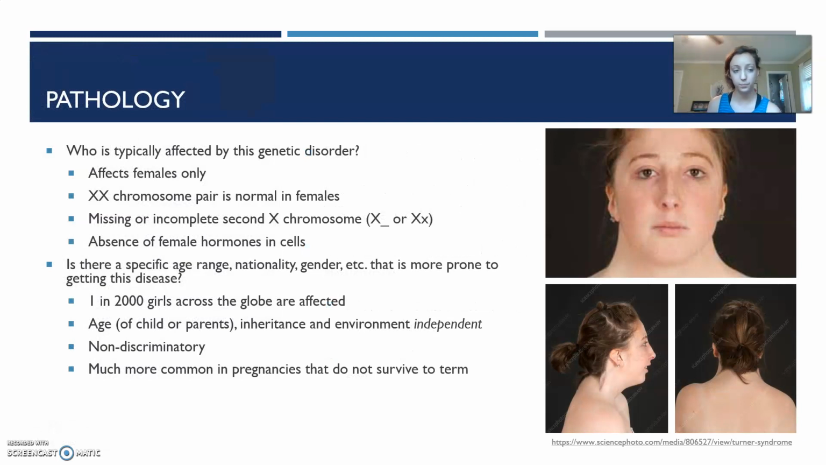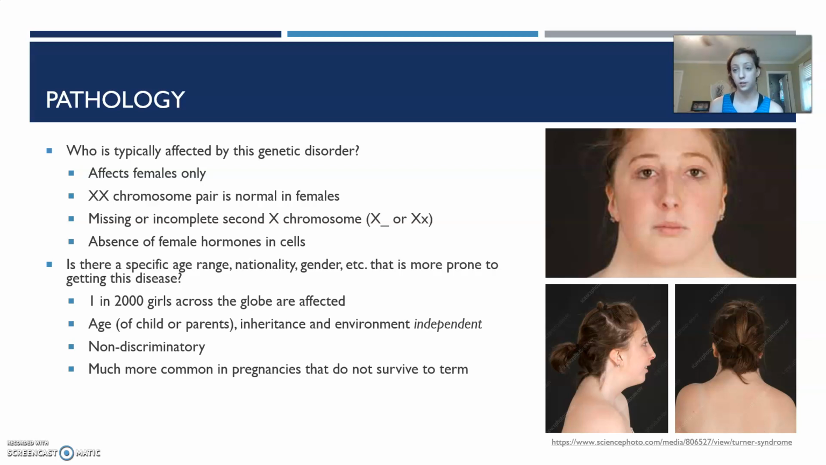Pathology. So who is typically affected by this genetic disorder? That's a good question. It only affects females. Two X chromosomes as a pair is normal in females. Missing or having an incomplete second X chromosome, as demonstrated in the slide, results in the absence of female hormones in the cells. 1 in 2,000 girls across the globe are affected.